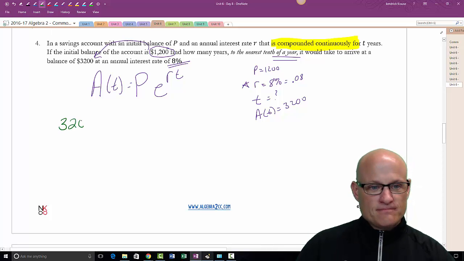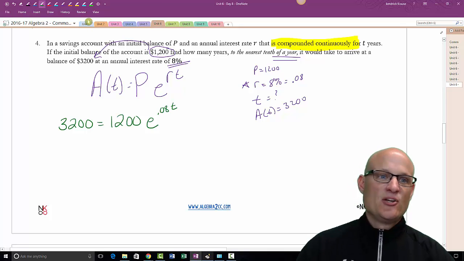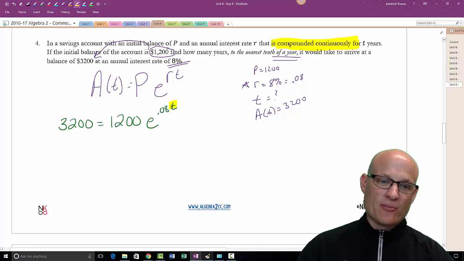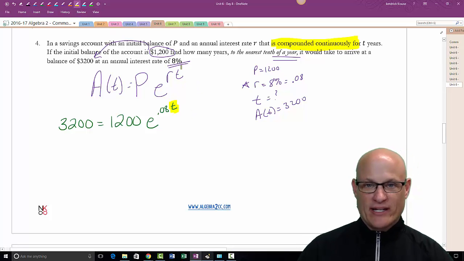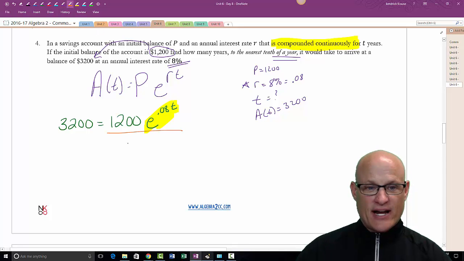3,200 is equal to 1,200 e to the 0.08 t. So whenever the variable is an exponent, you're going to have to use logarithms. And the first thing you want to do is get the weird thing alone, by dividing by 1,200.